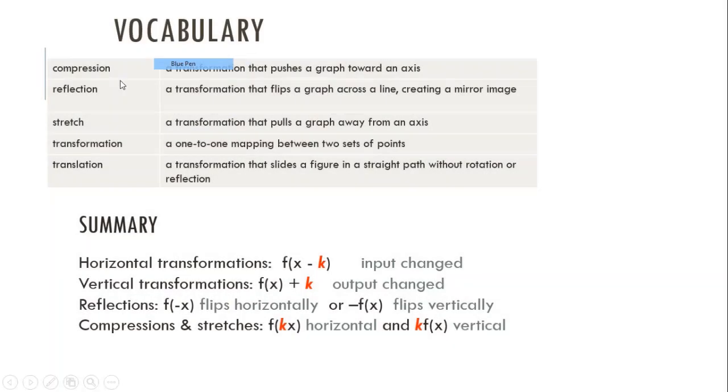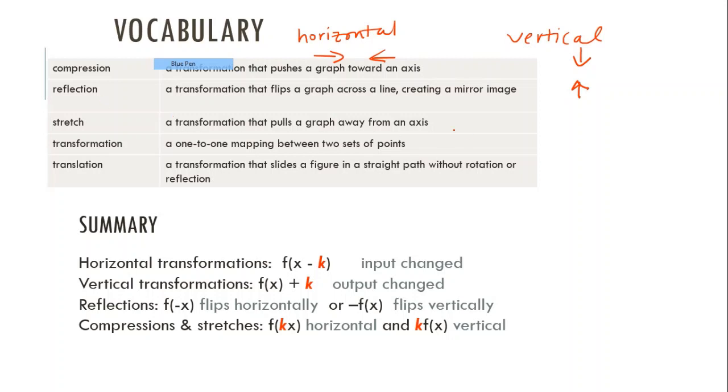So a couple more things as we wrap things up. These were all of our vocabulary terms from today: compression, reflection, stretch, transformation, and translation. Compression, remember, is when we push towards an axis. So if I have a horizontal compression, I'm pushing towards my axis. Or if I have a vertical compression, I'm pushing up and down in the same direction.